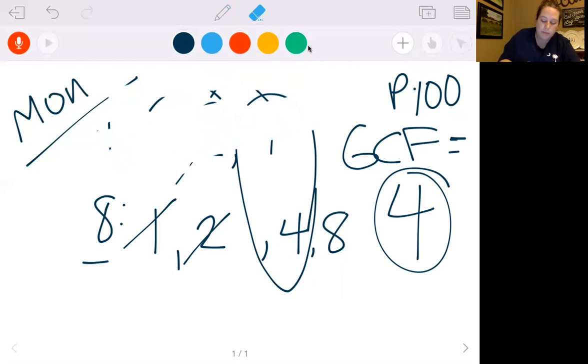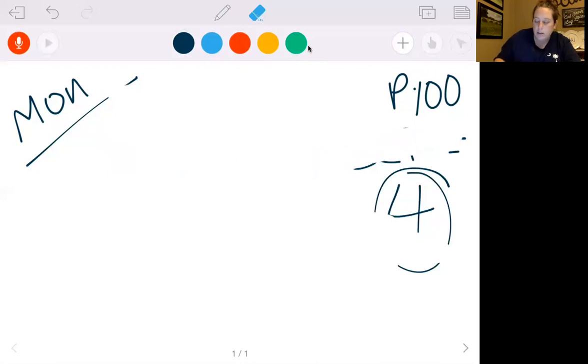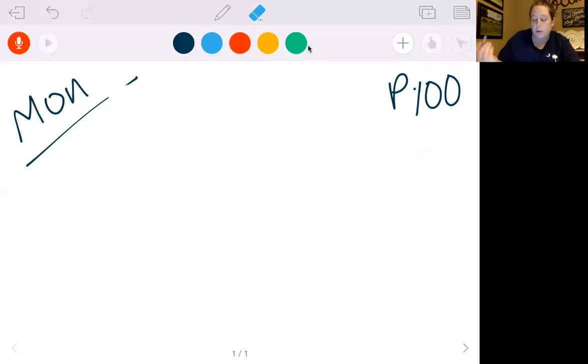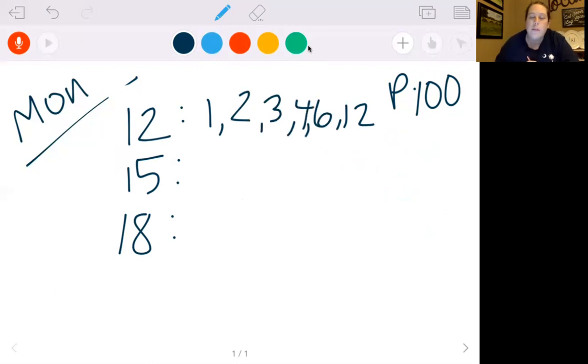Okay, so let's do another one. The ones like we just did are super easy because they're small numbers. Bigger numbers are going to be harder. Let's do one like 12, 15, and 18. This one is a 3-part. So I know for 12, I can do 1 times 12. I can do 2 times 6, or I can do 3 times 4. So my factors for 12 are 1, 2, 3, 4, 6, 12. Your factor is not going to go higher than this number right here. That's the highest number you can get.